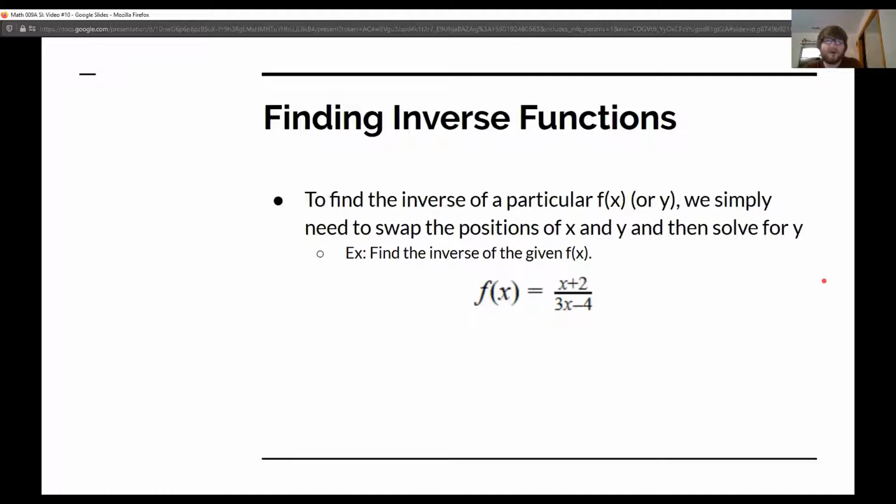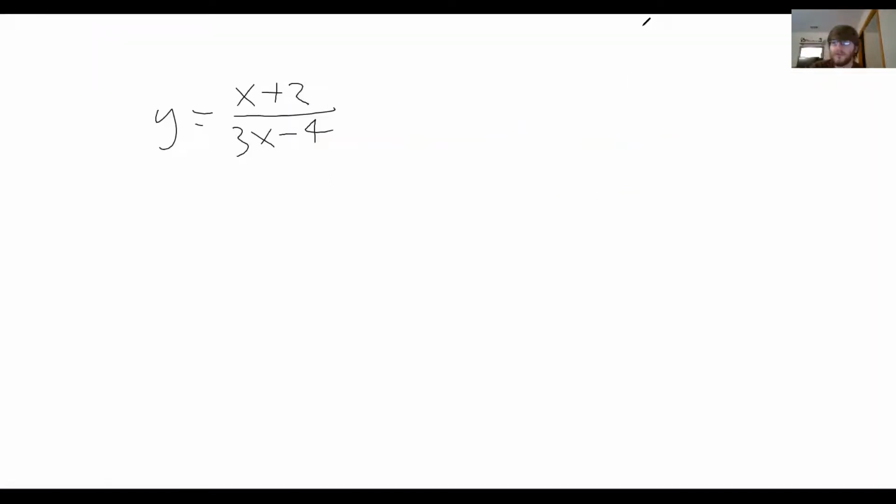So let's take a look at how to find inverse functions. Recall, to find an inverse function, the inverse of a particular f of x or y, we simply need to swap the positions of x and y and then solve for y to get the inverse. So we're going to take a look at that example right now. So this is our first example. This is just going to be reviewing how to find the inverse of a function.